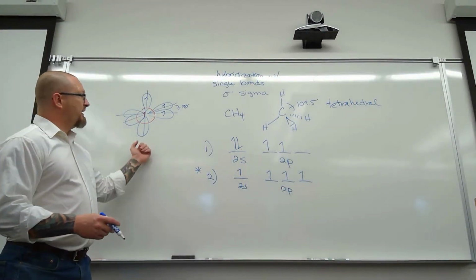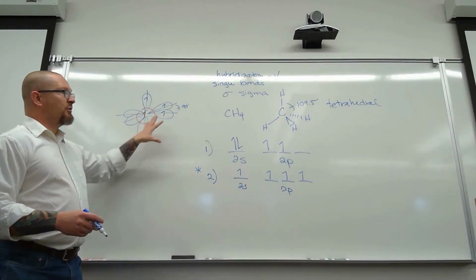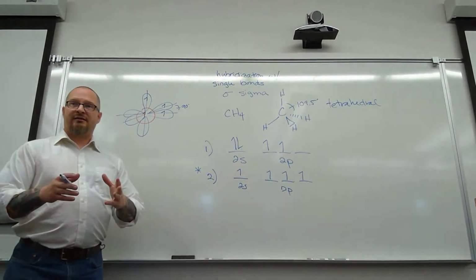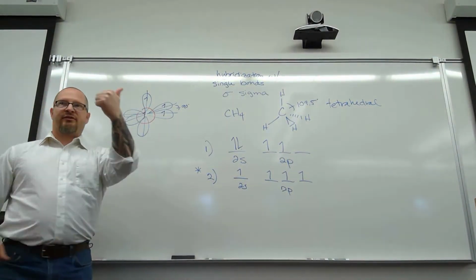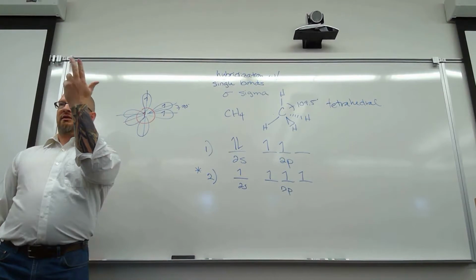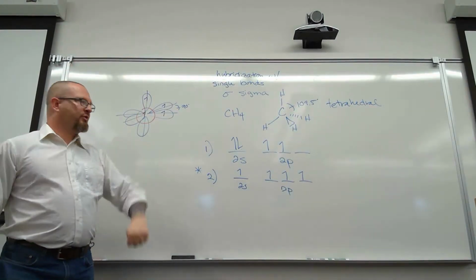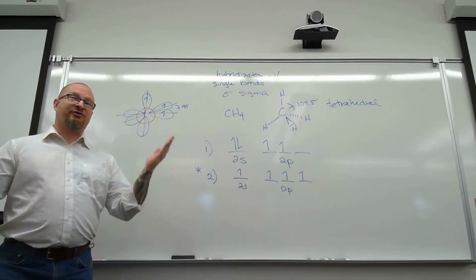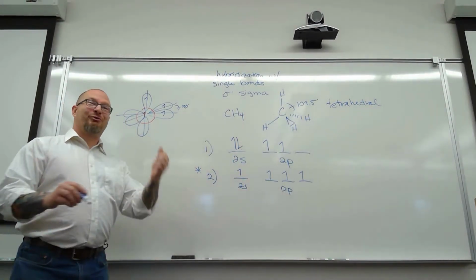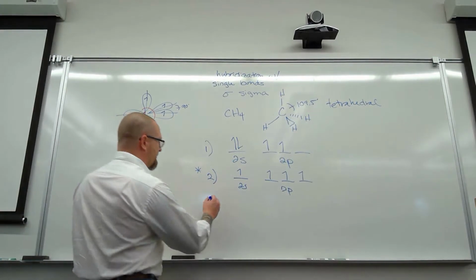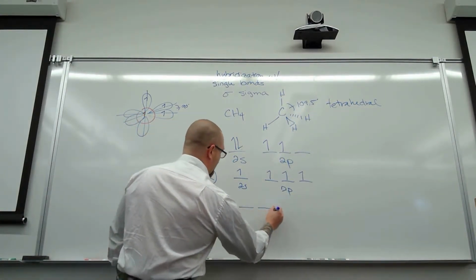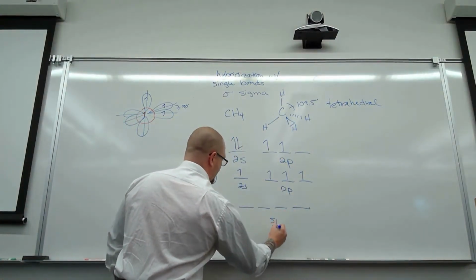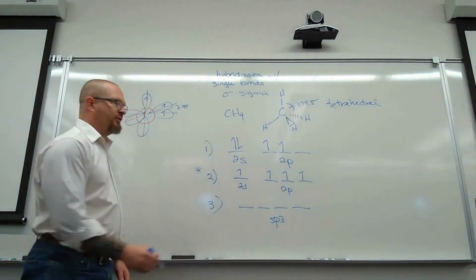So the s and all 3 p orbitals combine. There's 1 s and 3 p, so a total of 4 orbitals will combine to form 4 new orbitals, which are all equivalent, which are sp3 orbitals, right? Which contains the s and all 3 p orbitals. 1, 2, 3, 4 equivalent sp3 orbitals.